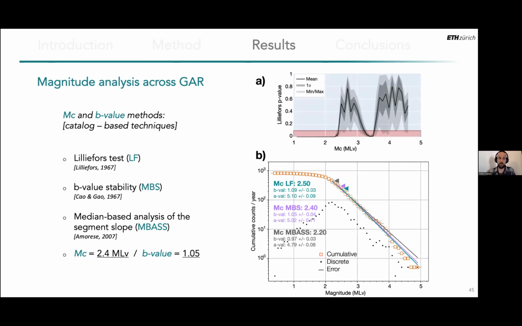Although we use the three different methods together in order to get a feel for and a more consistent analysis of the final completeness, which we actually state at the end to be equal to 2.4, with a b-value of 1.05. This is the completeness given by the b-value stability algorithm.